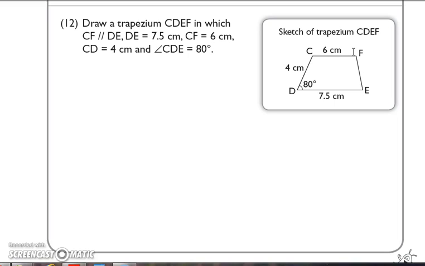So with this, what else do we know? We know that CF is parallel to DE, which means there's a pair of parallel lines. So what do we know about angles between a pair of parallel lines? Yes, the angles between a pair of parallel lines add up to 180 degrees, which means that angle FCD and angle CDE add up to 180 degrees. So this is 80, so what will this angle be? Let's find out.